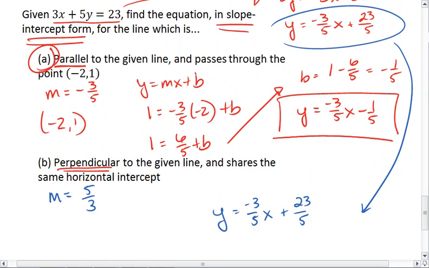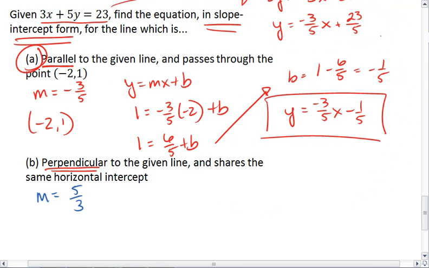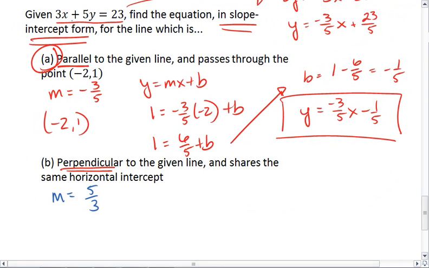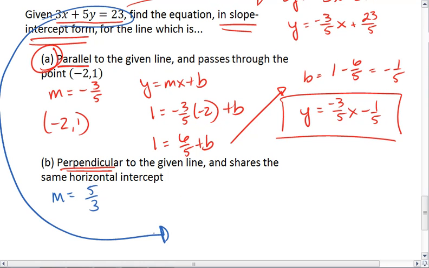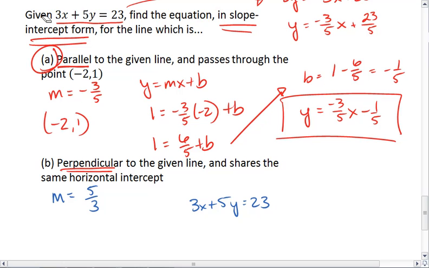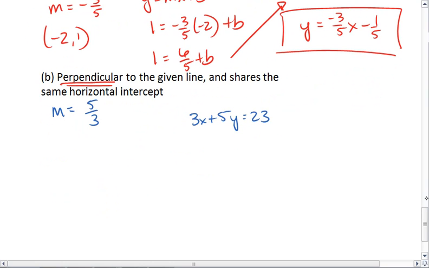You could also, and this might actually be easier for this part, instead of pulling down the slope-intercept form, use the standard form of 3x plus 5y equals 23. So this is the original line we were given.